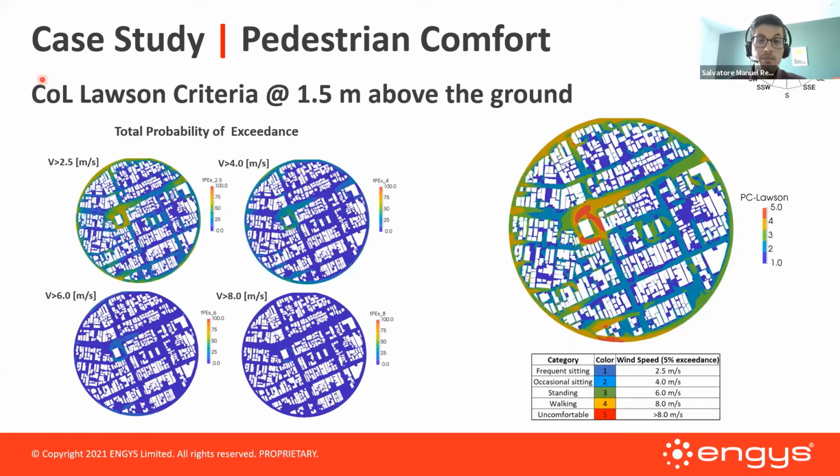And this slide presents the comfort criteria. The total probability of exceedance is displayed here for velocity thresholds from the criteria, and those are combined together in this plot here, which is the Lawson criteria. The Lawson criteria tells that areas highlighted here in blue are suitable for frequent sitting, light blue for occasional sitting, green for standing, orange for walking, and finally red means uncomfortable for normal human activity.